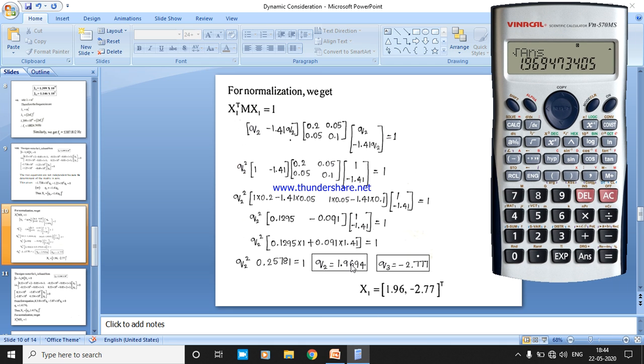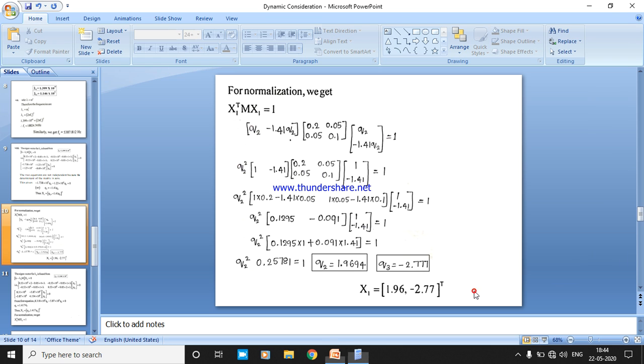Now how to get Q3? Substitute the Q2 value here: 1 minus 1.41 into Q2, which is 1.96. So I got minus 2.76 or 2.77. So this is the eigenvector for the first eigenvalue lambda 1. For the first eigenvalue lambda 1, I got the eigenvector X1 is equal to 1.96 and minus 2.77.